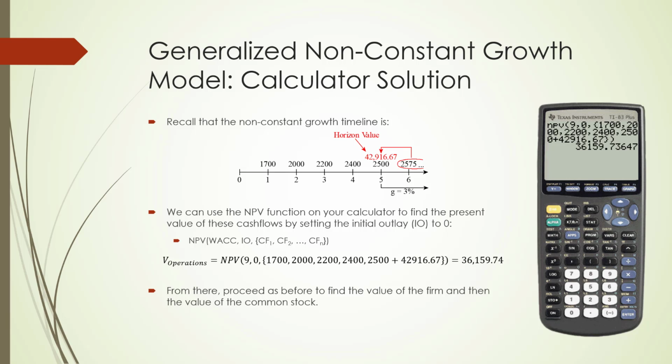We could do just exactly what we did before. Add the $2,000 in non-operating assets. That would give us 38,159.74. Subtract the value of the debt and the value of the preferred stock, and then divide by the number of shares, and we would get our stock price.